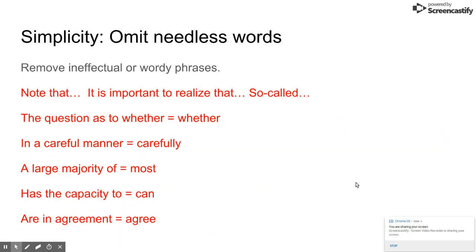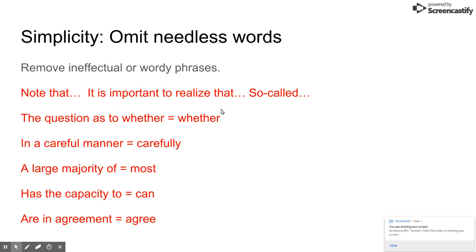Now, simplicity is, again, we don't have to sound smart. The people reading science writing or scientific writing have very little time to actually do it. So they're going to appreciate you being brief. Think about someone who's got to grade 150 science papers in a week. They are going to appreciate brevity. So first, omit needless words or ineffectual and wordy phrases.